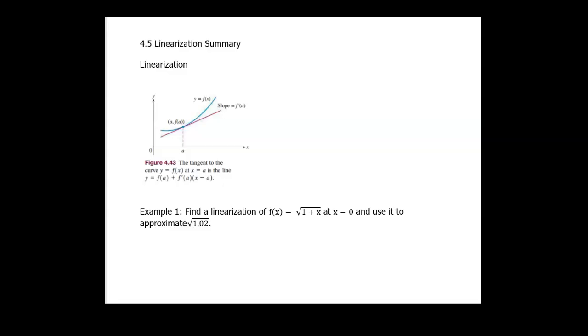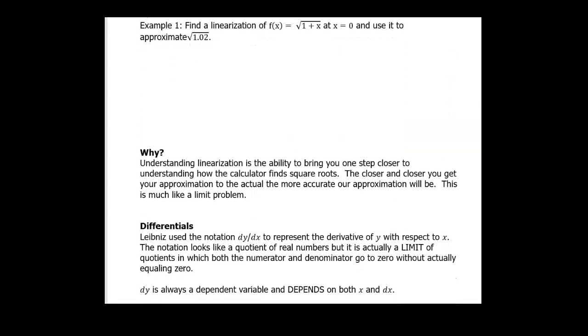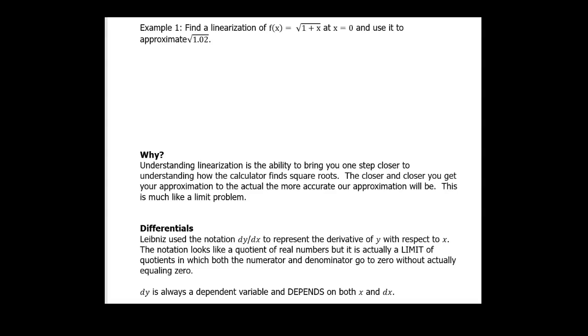So that's what we're going to do in this example here. We're going to find the linearization of the function f of x at x equals 0 and use it to approximate the square root of 1.02. So what we're doing is essentially looking at that function, and we are trying to predict a value that we can plug in to make it a value we do know. So we know the square root of 1. So if I make x 0, then I can use the square root of 1 in my problem.